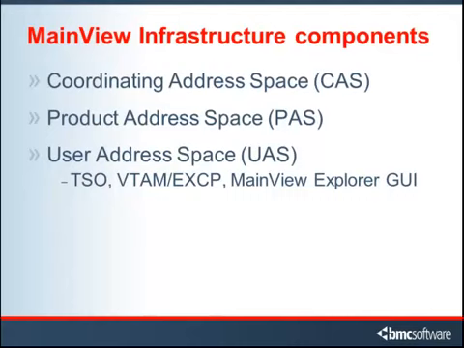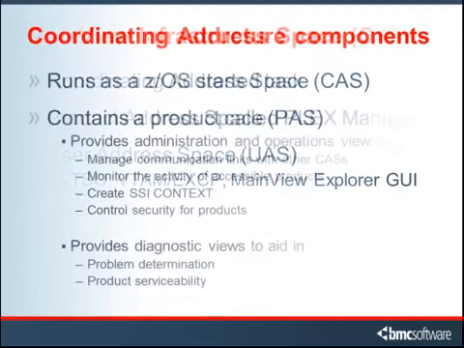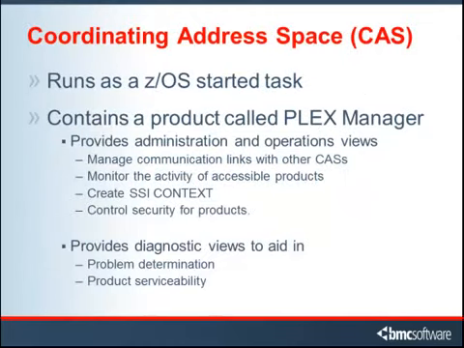The three components of the MainView infrastructure are the coordinating address space, also known as the CAS, the product address space, also known as the PAS, and the user address space, also known as the UAS. The user address space is the interface into the MainView products. It can be through TSO, VTM EXCP, or the MainView Explorer GUI. The CAS runs as a started task, and there is typically one per LPAR.